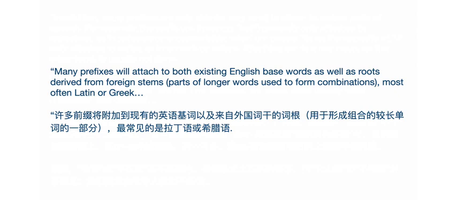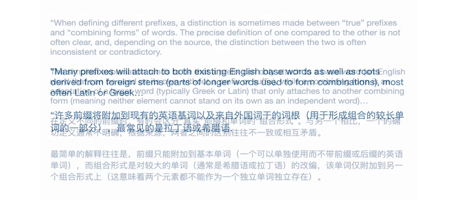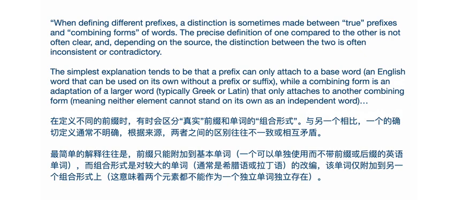Many prefixes will attach to both existing English base words as well as roots derived from foreign stems. Combining forms are parts of longer words that are used to form combinations, most often Latin or Greek. When defining different prefixes, a distinction is sometimes made between true prefixes and combining forms of words. The precise definition of one compared to the other is not often clear, and thus, depending on the source, the distinction between the two is often inconsistent or contradictory.